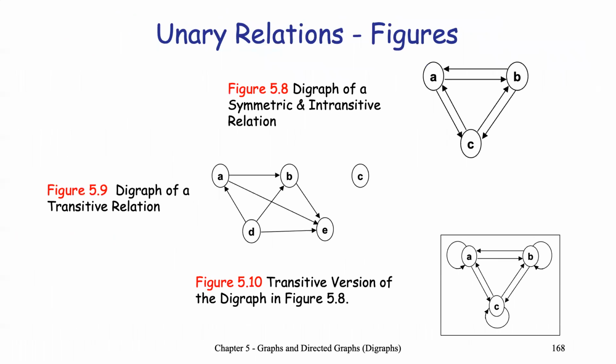So here are some of these figures. You can find them in the text, but with the last couple of charts, there were references to 5.8, 5.9, and 5.10. And so here in 5.8, we have the digraph of a symmetric and intransitive relationship. In 5.9, we have a digraph of a transitive relationship. And for 5.10, we have a transitive version of the digraph in figure 5.8.